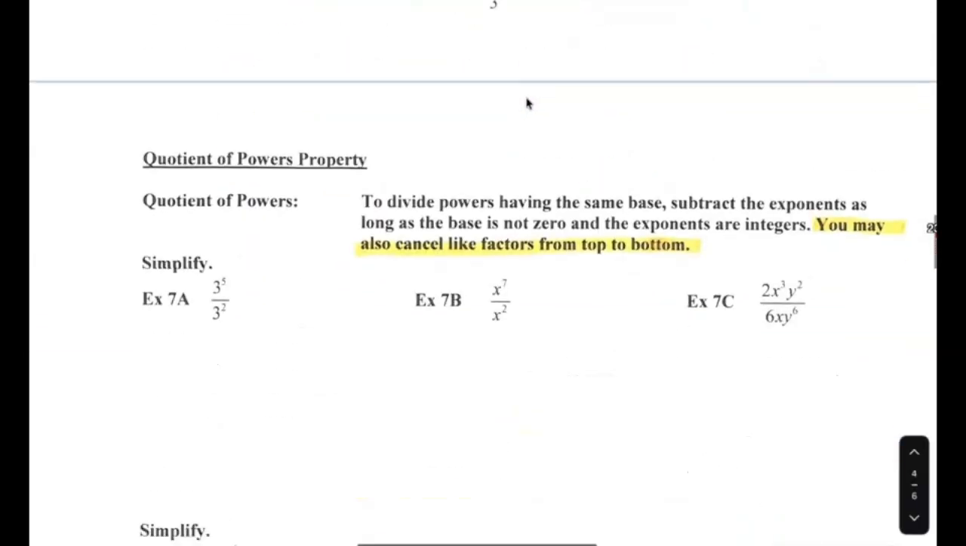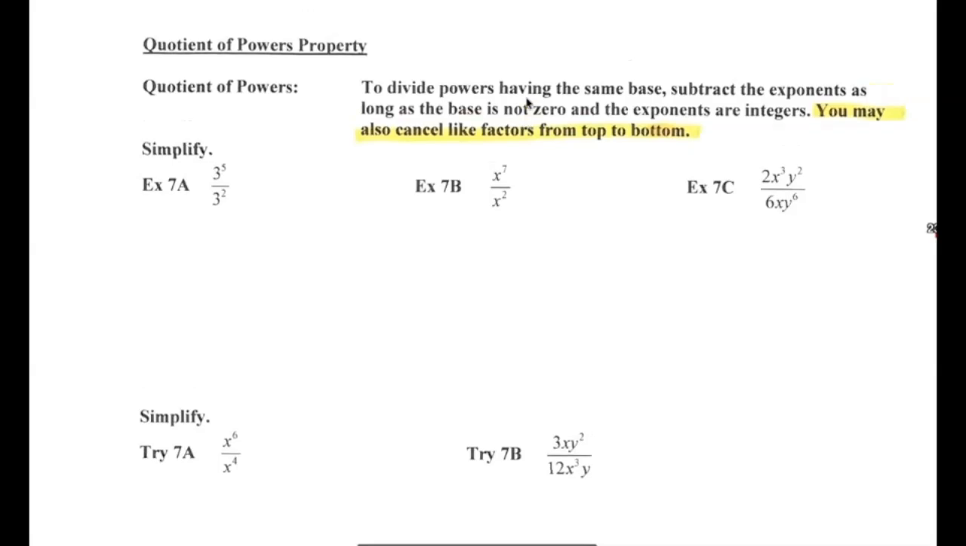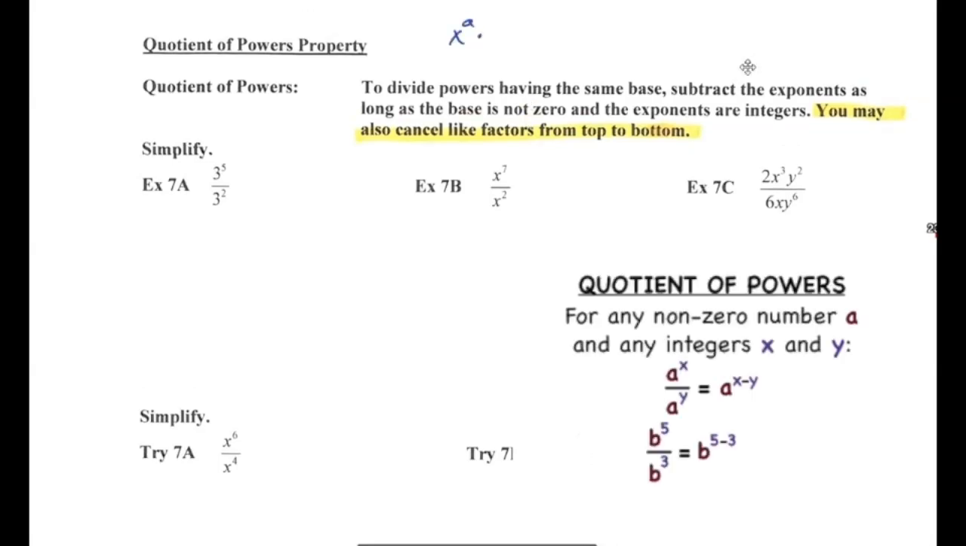Okay, let's move on to the next one. Quotient of powers property. This goes hand in hand with the product power property, right? Where we had two things with the same base and we multiply them. Then we just add the powers or the exponents. If you're dividing two things with the same base, then we subtract them. Now the way we subtract it, top minus bottom. Very important. The top one minus the bottom one. The numerator minus the denominator.